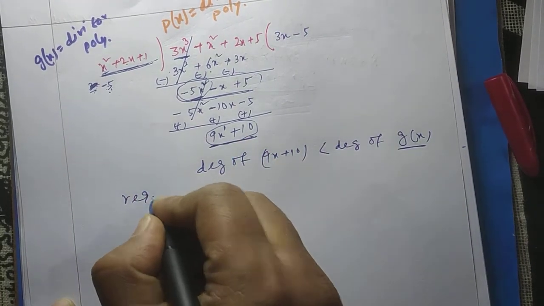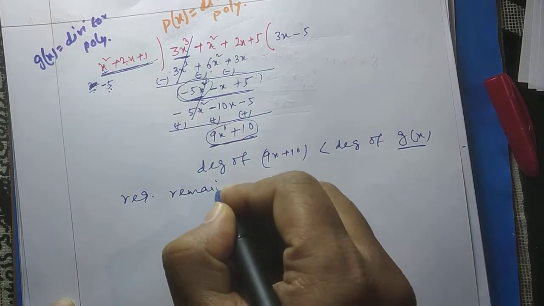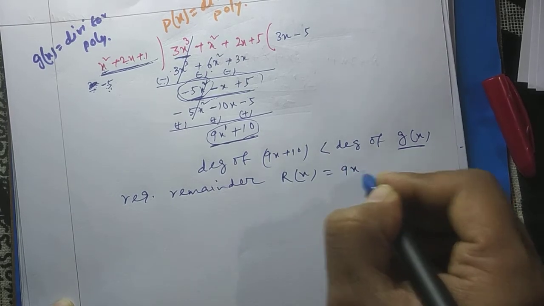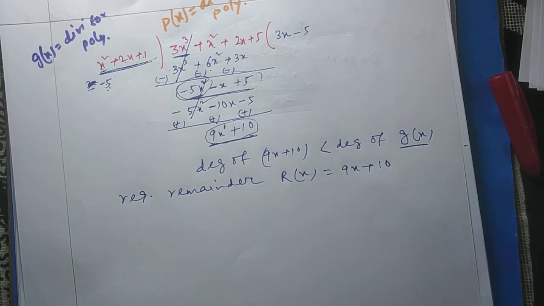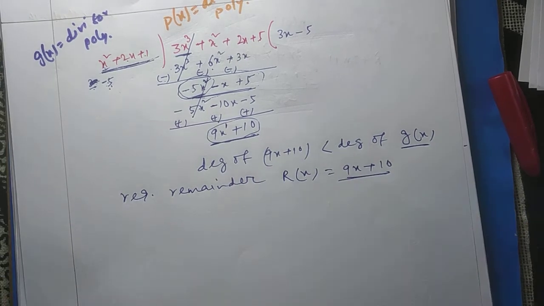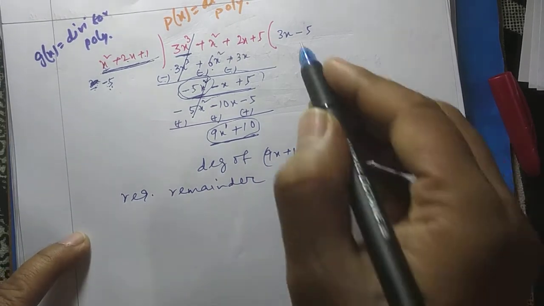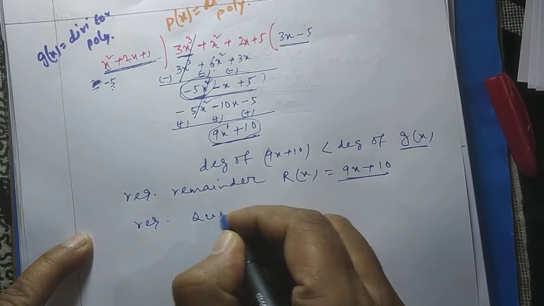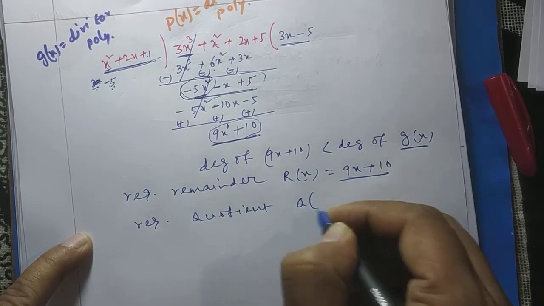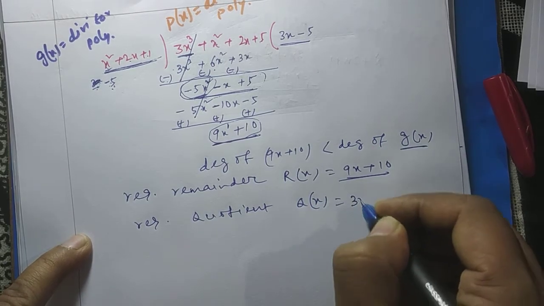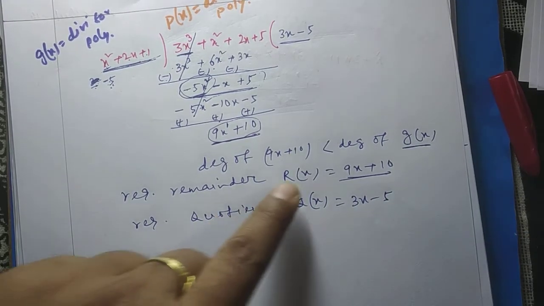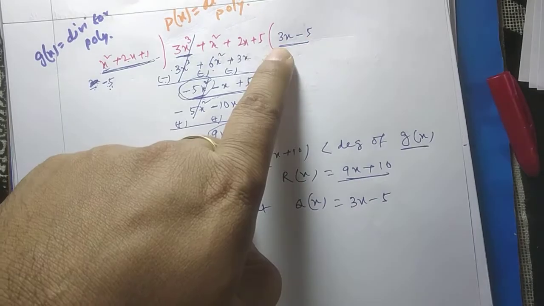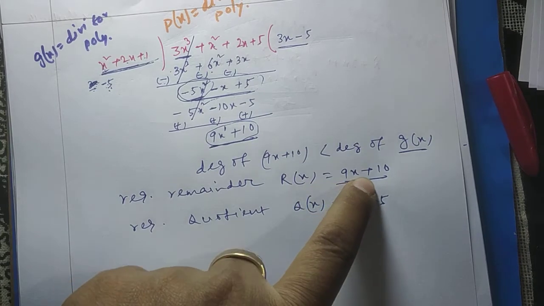So the required remainder is r(x) = 9x plus 10. Correct? That is the required remainder that we got. And in this case, the required quotient will be 3x minus 5. So in this way we have got the quotient and the remainder. The quotient is 3x minus 5 and the remainder is 9x plus 10.